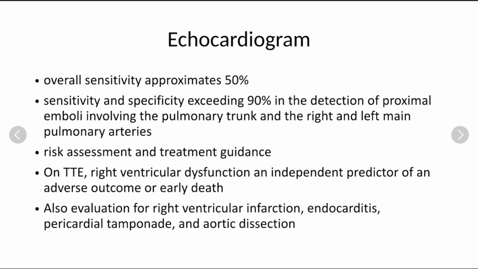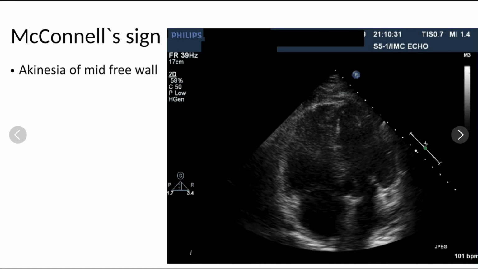Risk assessment and treatment guidance: they are telling that on TTE, right ventricular dysfunction is an independent predictor of an adverse outcome of early death. So in thromboembolism, if right ventricular dysfunction is there, then it is not a good thing. And for evaluation of right ventricular infarction, endocarditis, pericardial tamponade, or aortic dissection, we perform 2D echo. Yes, the McConnell sign is there. What is this? This is actually akinesia of the mid-free wall of the right ventricle.